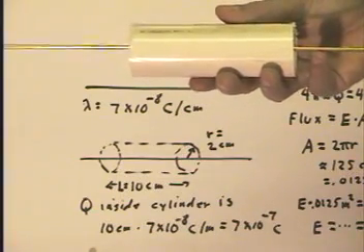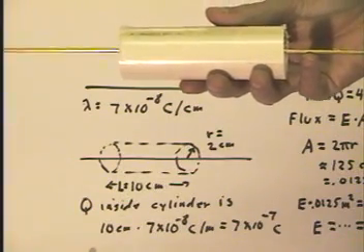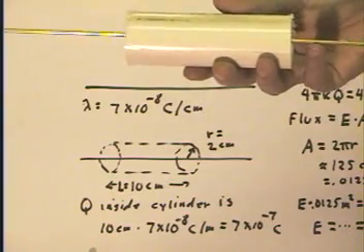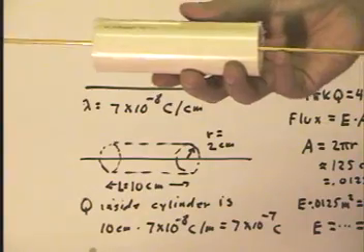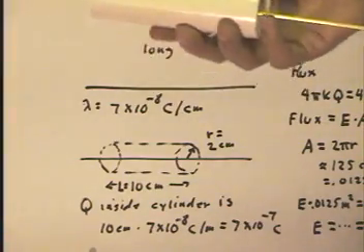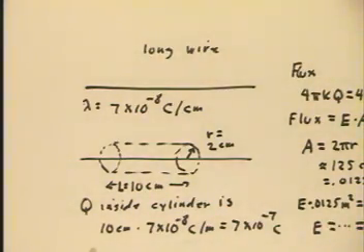Now this cylinder is larger than the one before, so we have a greater density of electric field lines through this cylinder than through the other. And that means there's more electric field through the smaller cylinder than through the larger.